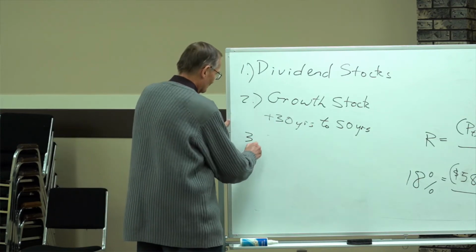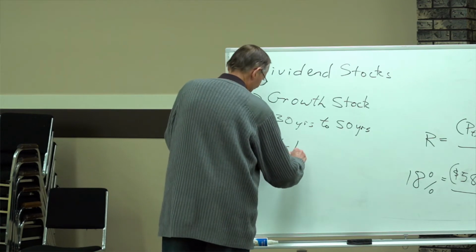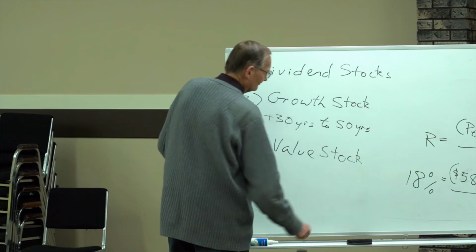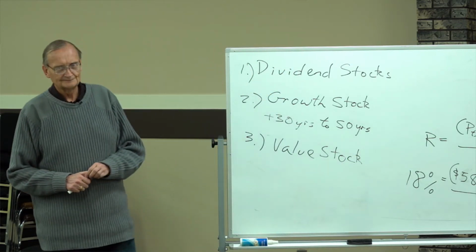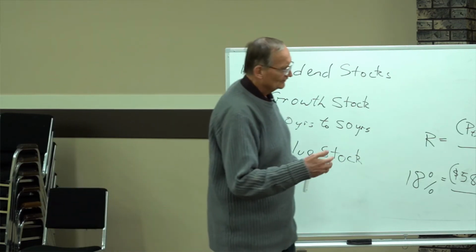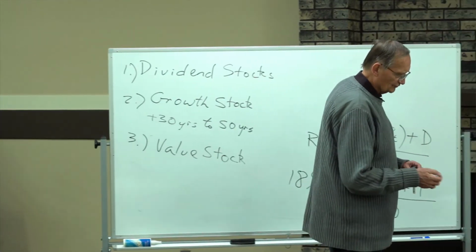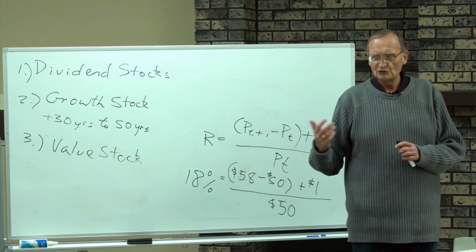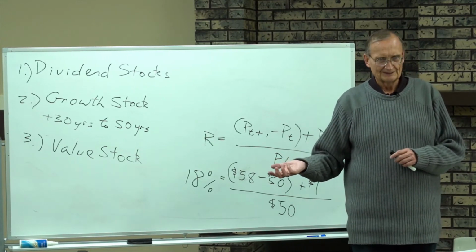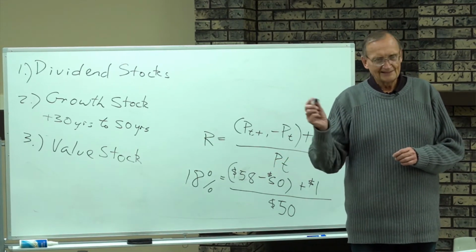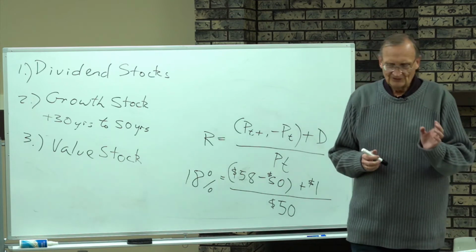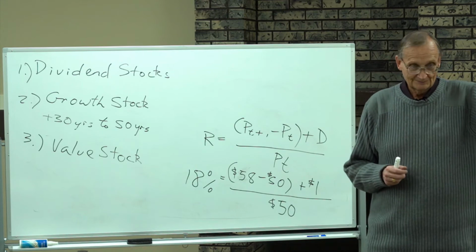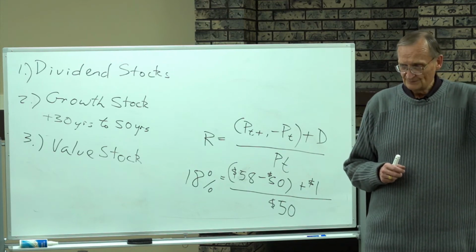Third type of stock, value stock. Stock that is cheaply priced, that gives you a good value. Stock that is undervalued, where you know this stock is worth something. I didn't look today, but they announced that new thing for COVID. Big announcement by Pfizer.